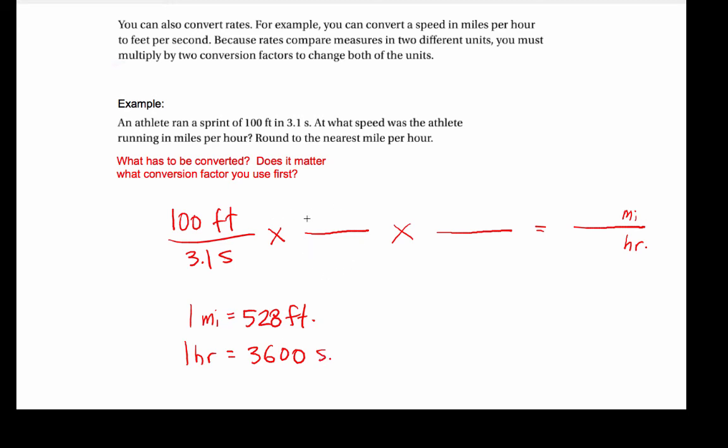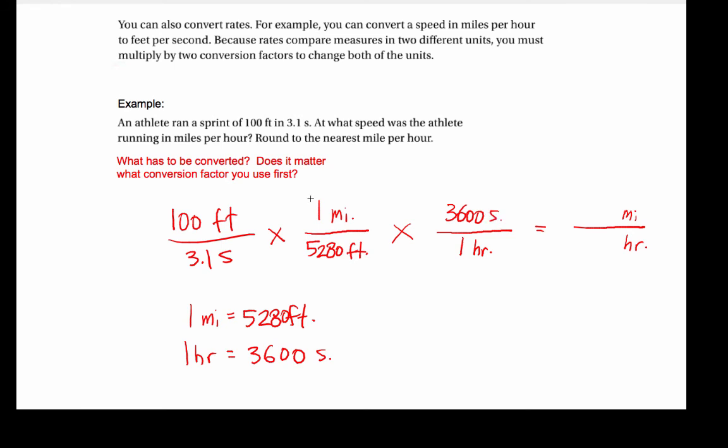So in this first spot here, I can use my miles and feet conversion, or I could use my hours and seconds conversion. It doesn't matter, because once we get everything set up, we're going to multiply everything together. All right, but look at our answer. We need miles in the numerator of our answer. So I'm going to go ahead and use the miles and the feet conversion factor here. And I have to make sure that I put 1 mile in the numerator and 5,280 feet in the denominator. My second conversion, if I pay attention to my answer, I know I need hours in the denominator. So I'm going to put 1 hour in the denominator. And I'm going to put 3,600 seconds in the numerator.